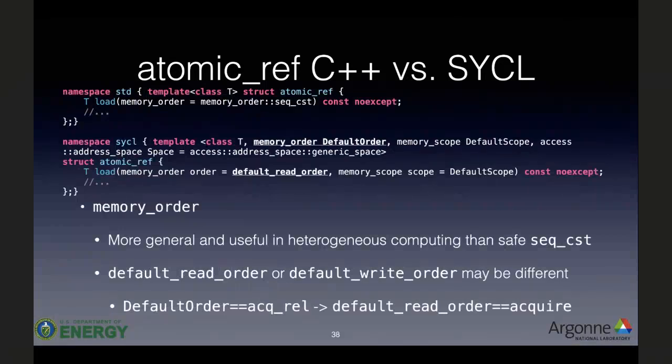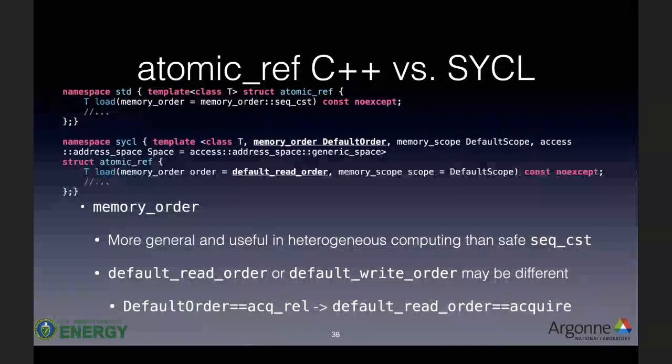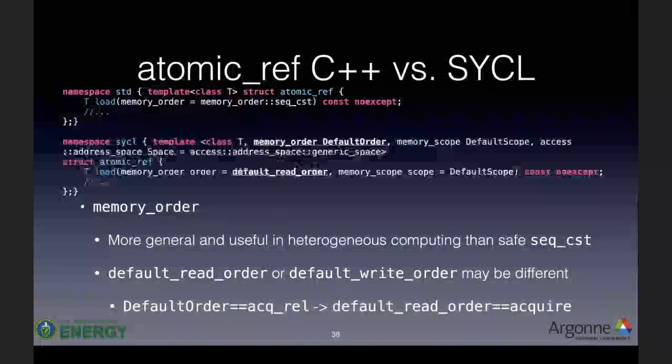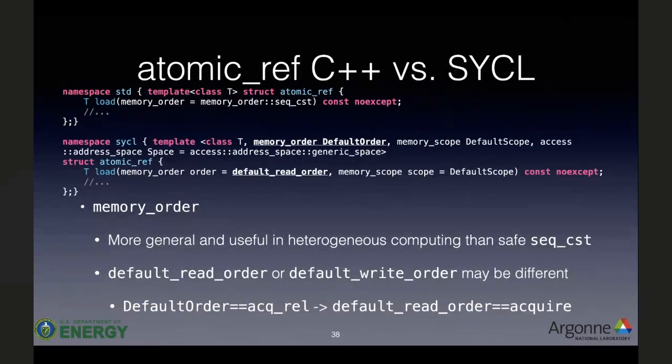Also, two more template parameters. The next one is memory order. The C++ standard ones have the default as being safe, so they say, okay, we're going to default all our parameters to sequentially consistent because that's the safest one for people to use. For SYCL's purposes, relaxed would probably be a better default, but this way we don't even specify it. When you instantiate the template, you say what default order you want. So for our use case, this is more general and more useful than sequentially consistent.